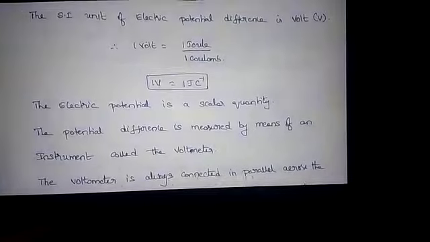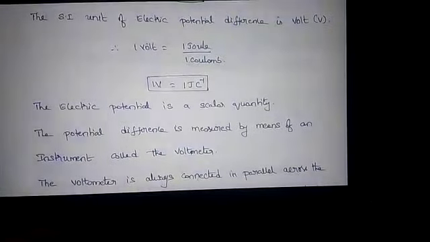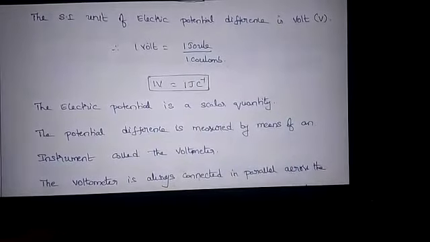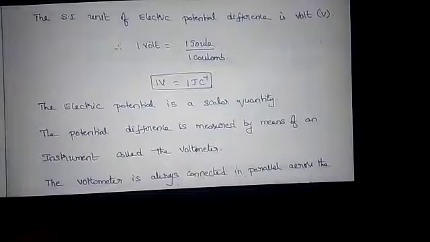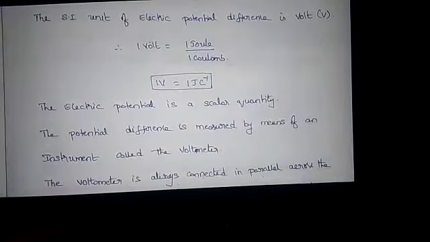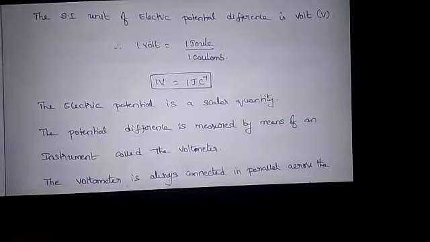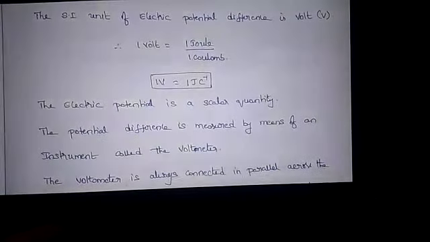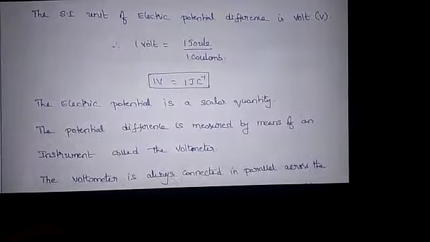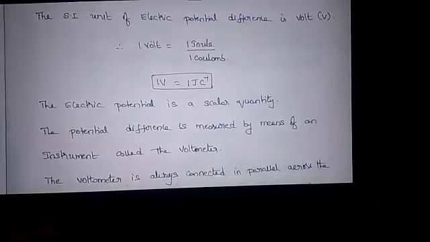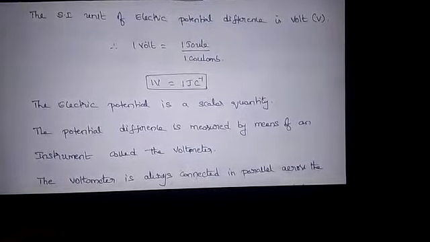Here 1 V equals 1 J C to the power minus 1, that means the coulomb moves to the numerator. Therefore 1 volt equals 1 joule per coulomb. The electric potential is a scalar quantity. Why is it a scalar quantity? Because electric potential has no direction, only magnitude, so it is called a scalar quantity.